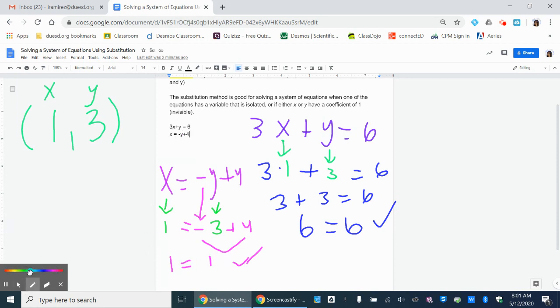So now that I've checked my answer, I know for sure that the solution to this system is 1, 3, which means x is 1 and y is 3. So your job for today is to take down notes. So I hope you redo this example with me. If you have color pens or color pencils, that would work better. And then make sure that you write a summary.